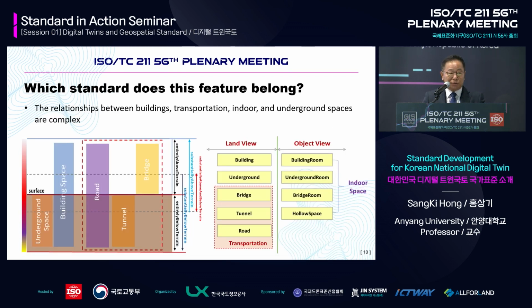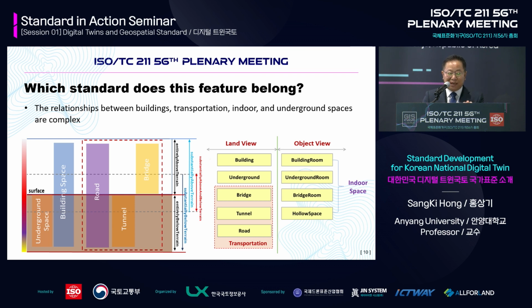Here's the tricky question. When we try to work on some domains, it is not very clear which standard should cover this particular domain. For example, if you look at transportation, there are some buildings, for example, you have an underground part of the buildings. There's an indoor inside the buildings. Transportation is the same. Tunnels are completely under the surface, but bridges are over the surface and things like that. There are different, so we have two different views.